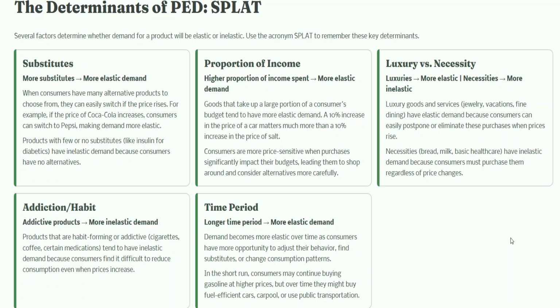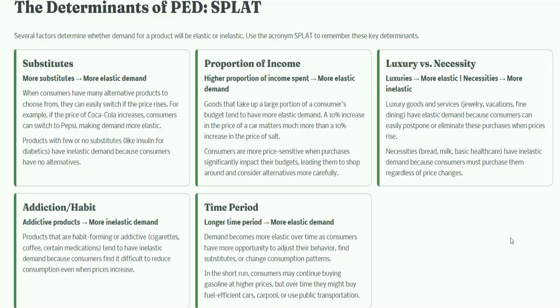4. A. Addiction, habit. Products that are habit-forming or addictive, cigarettes, coffee, certain medications, tend to have inelastic demand because consumers find them difficult to reduce consumption even when prices increase. Last one. T. Time. Demand tends to become more elastic over time. If the price of gasoline shoots up overnight, you still have to drive to work tomorrow. But over a year, you might buy a more fuel-efficient car or move closer to your job. You have more time to adjust and find substitutes.